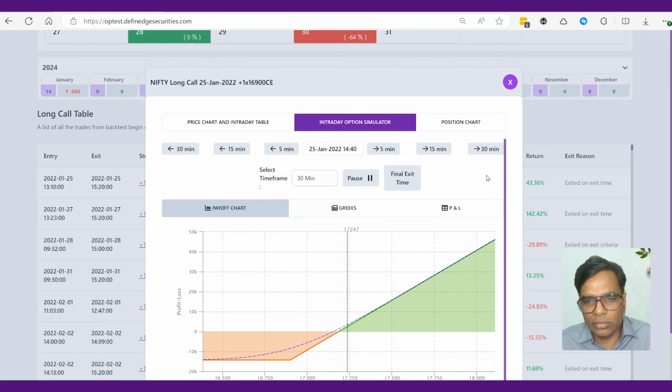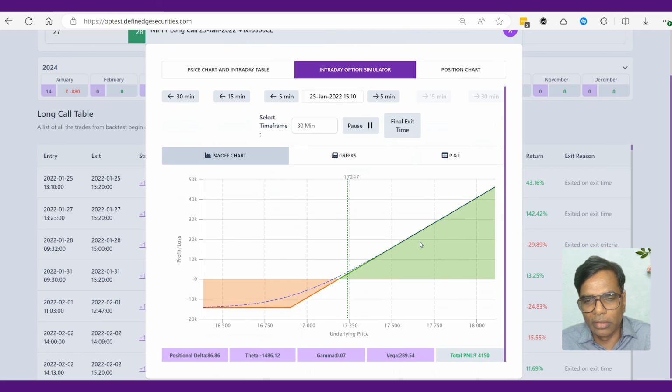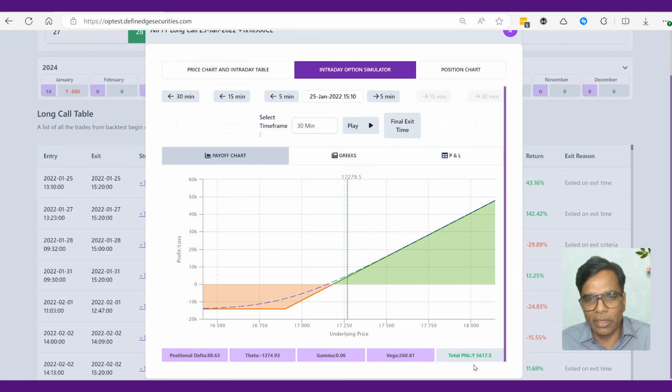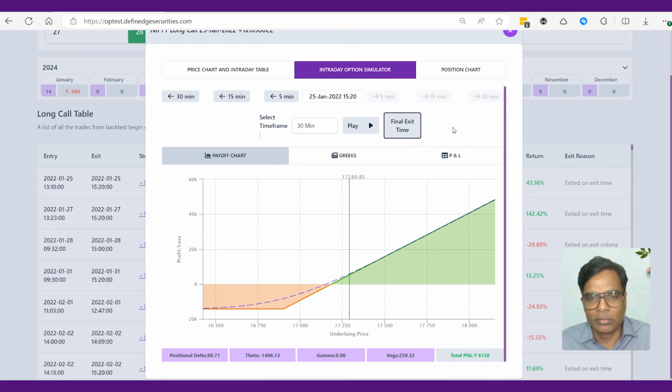Now if you scroll slightly down, here you can see the PNL going up. Okay, so every 30 minutes it moved, and then the final exit time, and that matches with our total PNL. Okay, around 320 we exited, right? 320.